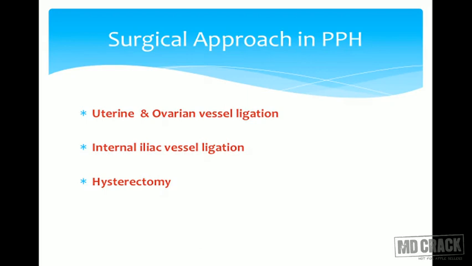If this also fails and uterine atony still persists, then we have to go for obstetric hysterectomy. Usually it is done subtotal because it's a quick procedure, an emergency. We don't have much time to dissect, so subtotal obstetric hysterectomy has to be done.